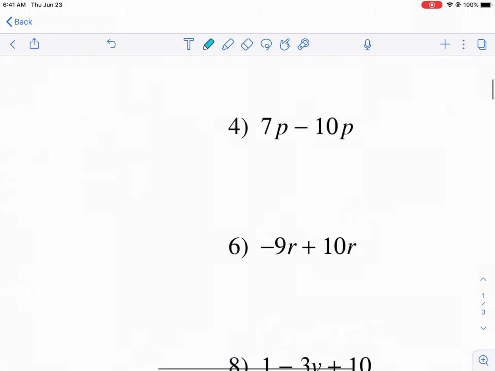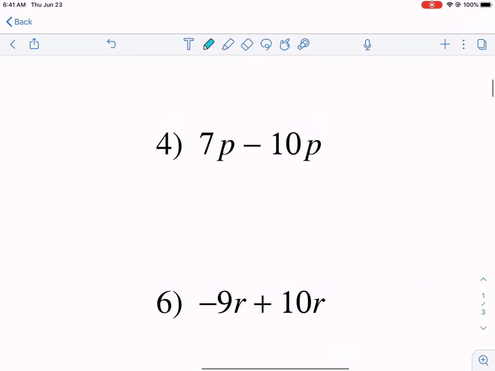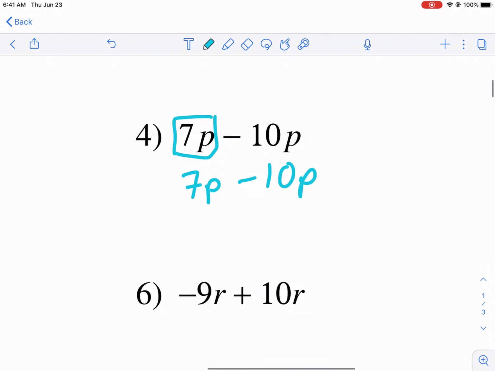Now let's go over to number 4 before we get into number 1 and 2. We have 7p minus 10p. Now I could use my time not wisely and just write out p plus p plus p and so on, but that's not a good way to use my time. So what I'm going to do is just call this 7p, okay, and keep it as 10p. And I'm just going to concentrate on the first part, the coefficient. The coefficient is the number in front of the variable.